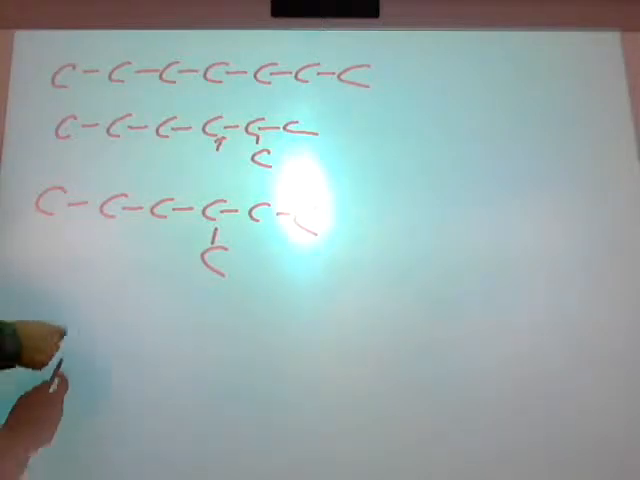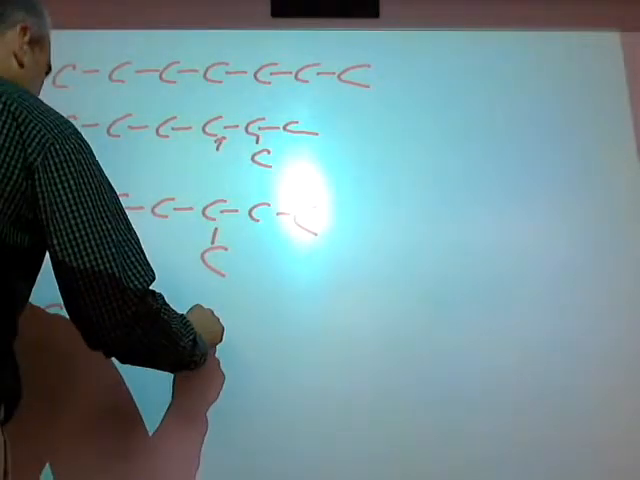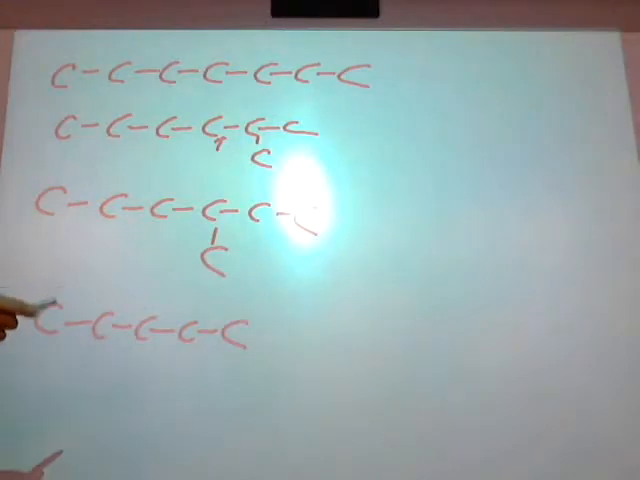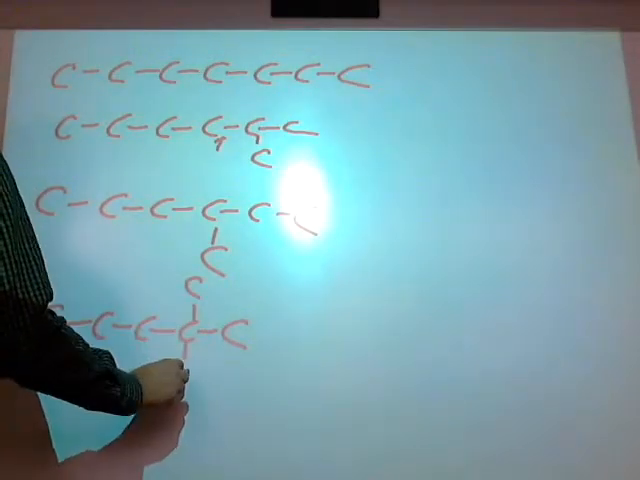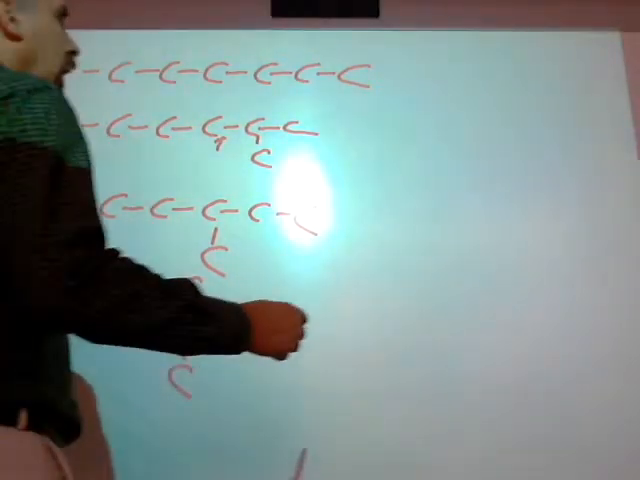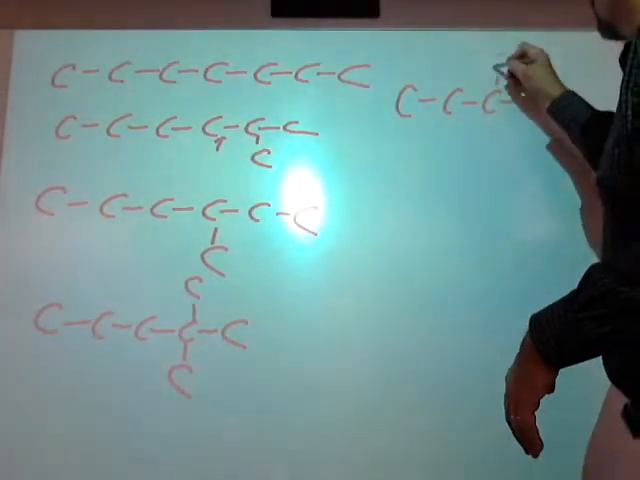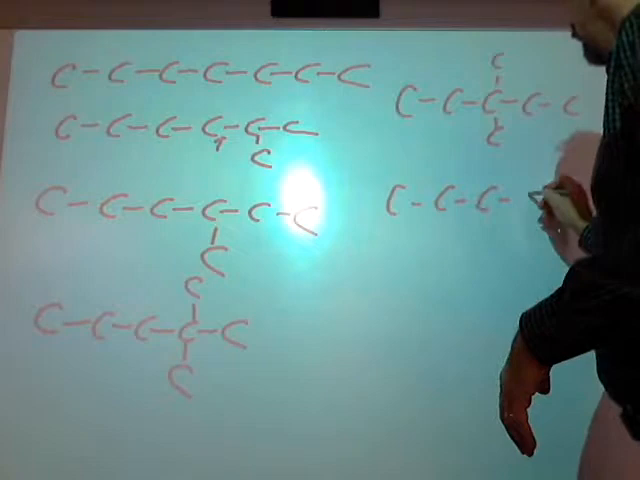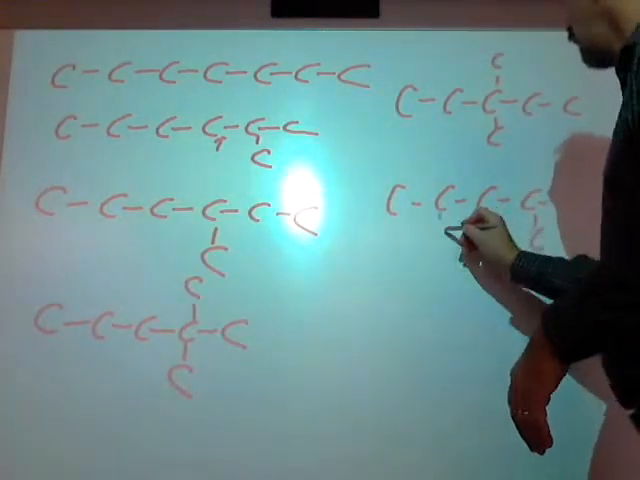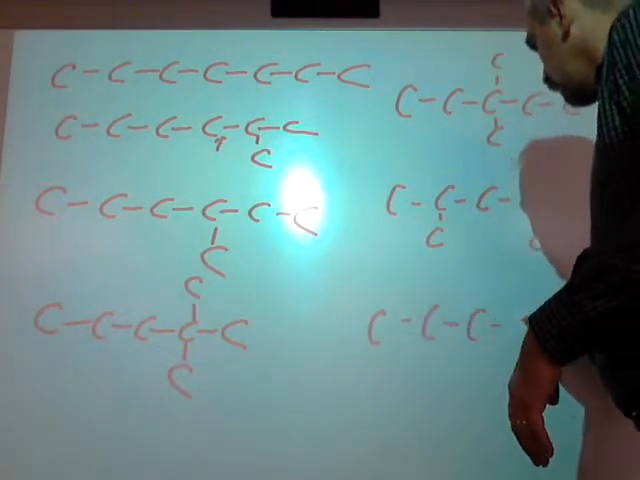Okay, let's go with the next thing I'll do. I'll shorten it by another one, and I'll make my dimethyls. I can make my dimethyls like that. I can make my dimethyls like this. I can make my dimethyls like this. I can make them like this.